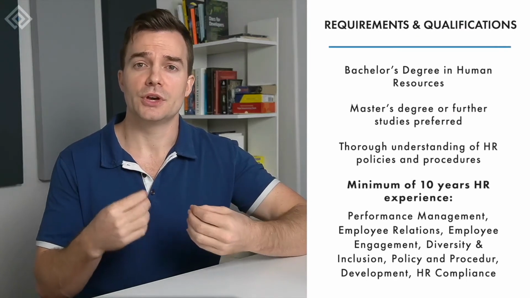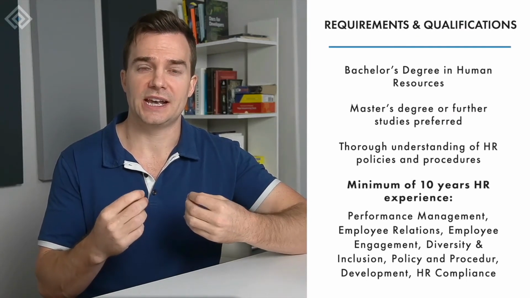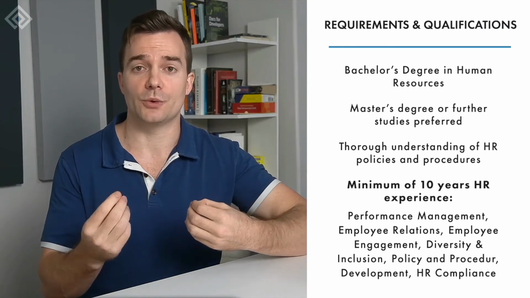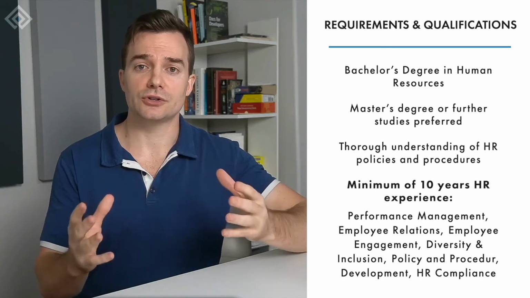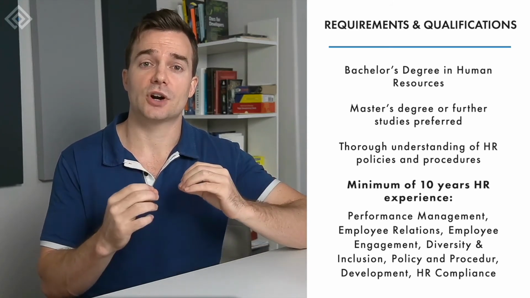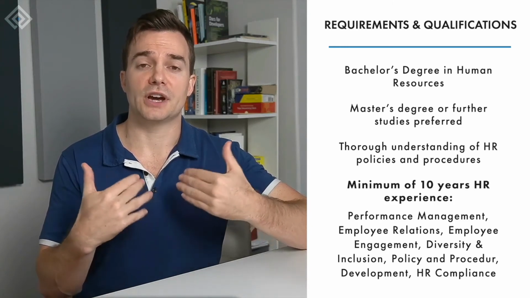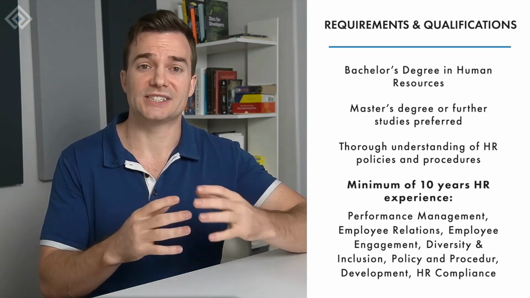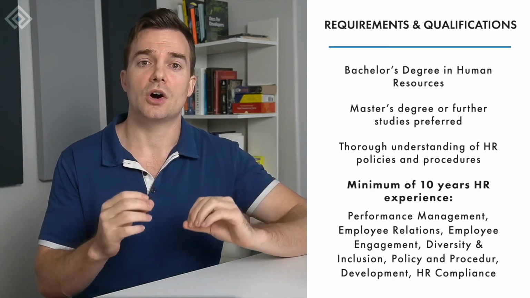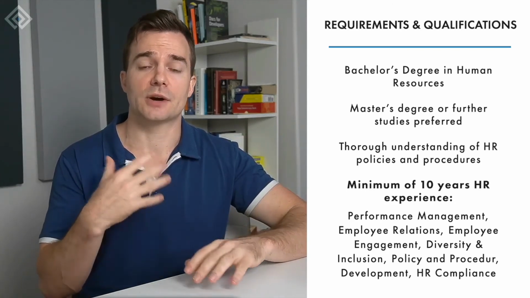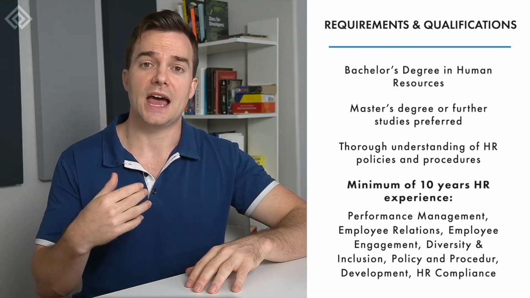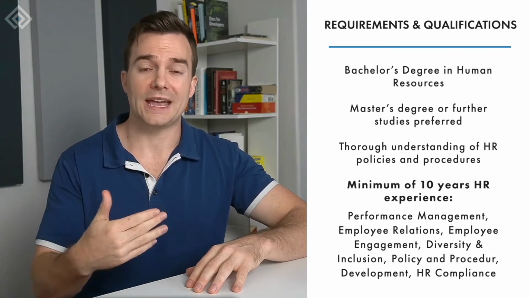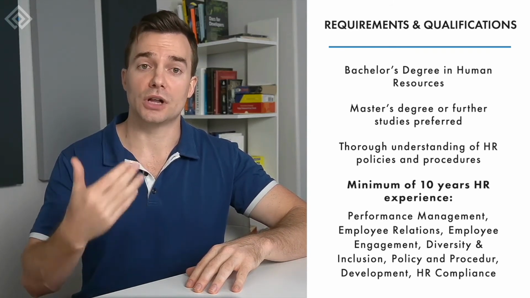So now, moving on to the requirements and qualifications for the director of people, you should hold a bachelor's degree in human resources and have a minimum of 10 years of HR experience in the following. We have performance management, employee relations, employee engagement, diversity and inclusion, policy and procedure development, and HR compliance. A master's degree or further studies is of course preferred by a lot of employers. Aside from this, the director of people candidate also must have a thorough understanding of HR policies and procedures and knowledge of both federal and state regulations, including FLSA, FMLA, COBRA, ADA, HIPAA, and EEO laws and regulations.